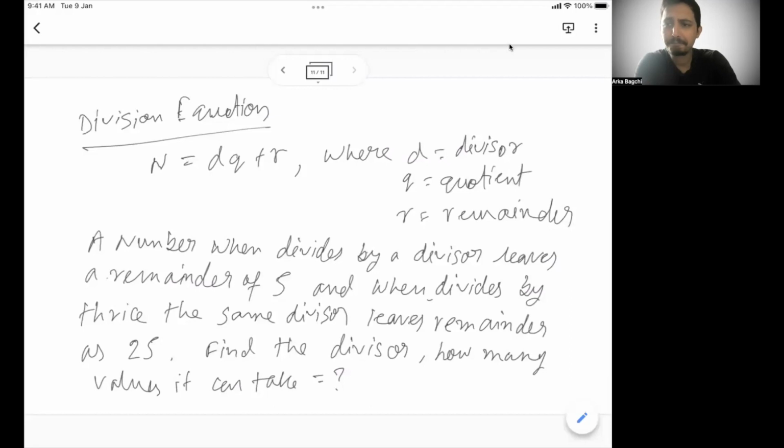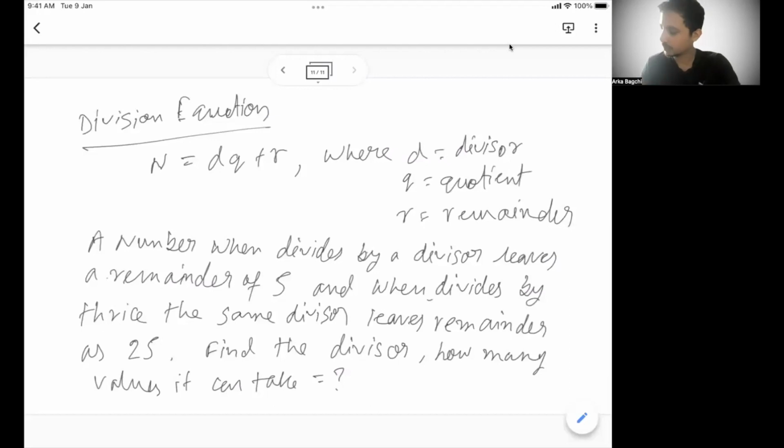So we did division, we did factorization, and basically the division equation we started with. Before starting today's topic on HCF LCM, I just want to quickly cover this problem and see how many of you were able to solve the problem, and if not, how we should go about solving it.